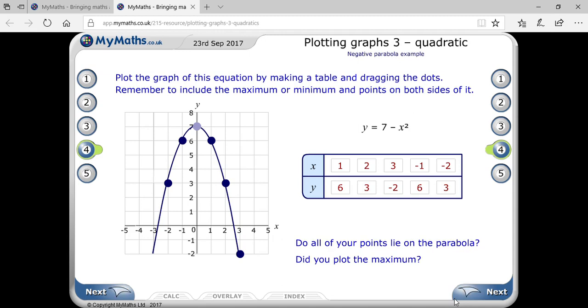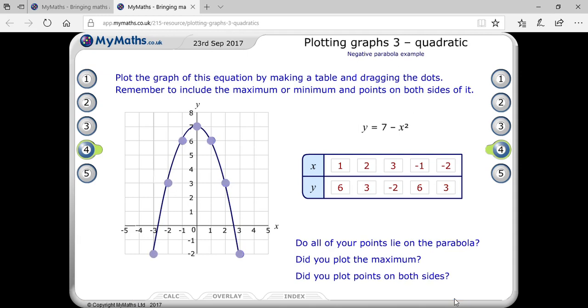Did you plot the maximum? Yes. That value will be 7. 0 comma 7, okay? Okay. Yes. Did you plot points on both sides? Yes, we also plot the points on both sides.